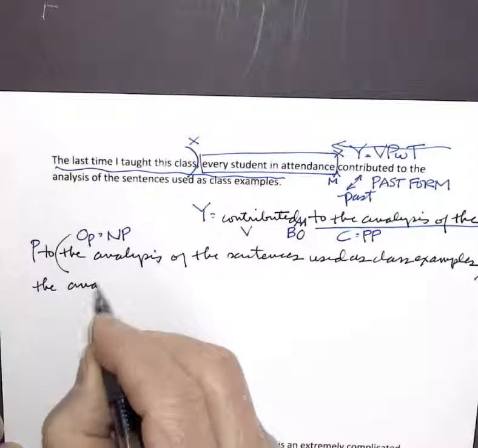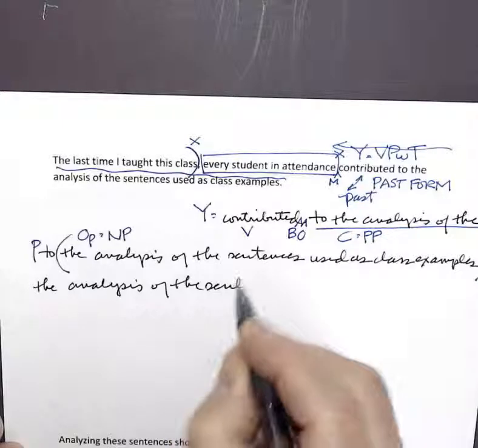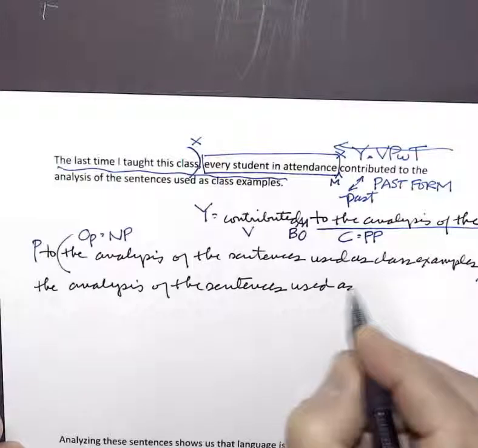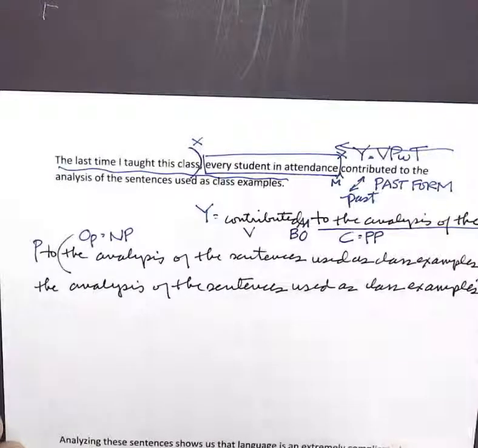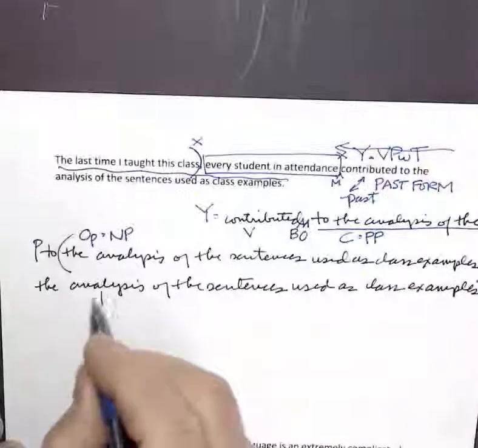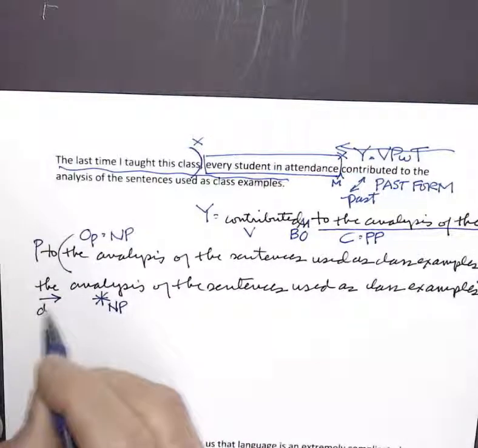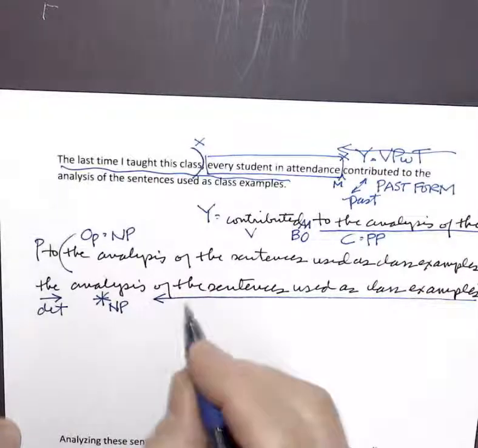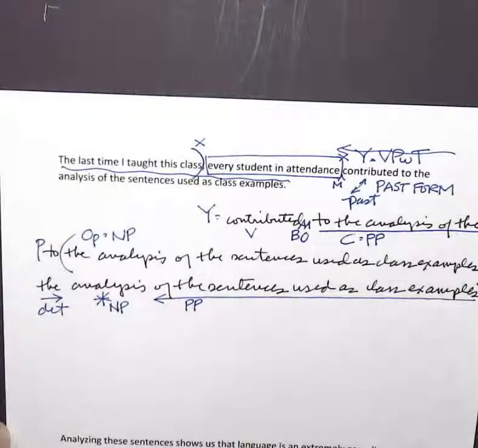The analysis of the sentences used as class examples. Analysis is the head. The is a determiner. And of the sentences used as class examples is a modifier. It's a prepositional phrase. Another prepositional phrase. Let's rewrite it.